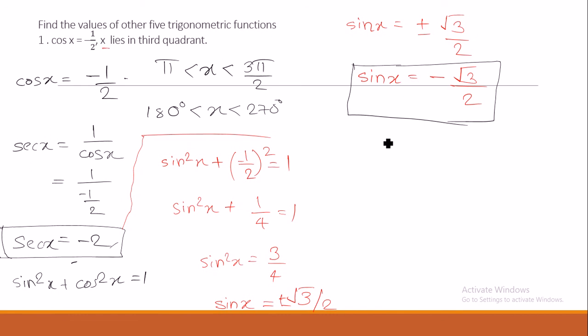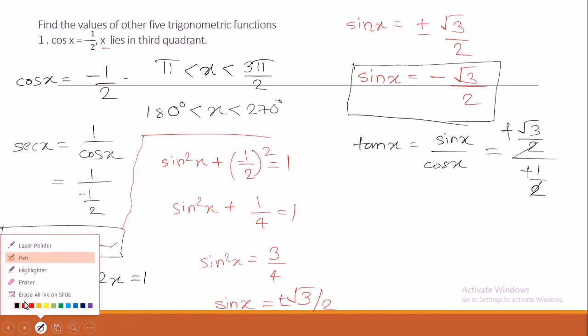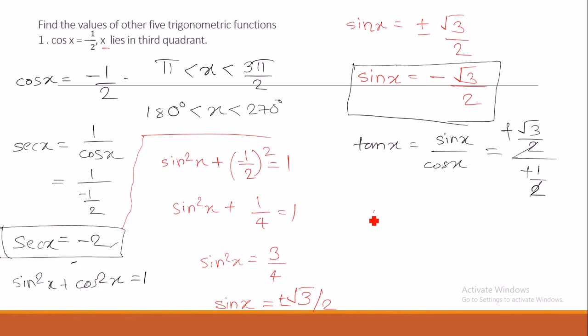From the values of sin and cos we can find out tan x. Tan x is nothing but sin x by cos x. Sin x is minus root 3 by 2 divided by cos x, which is minus 1 by 2. Minus minus gets cancelled, 2 gets cancelled. So what remains? The remaining value is tan x is equal to root 3.